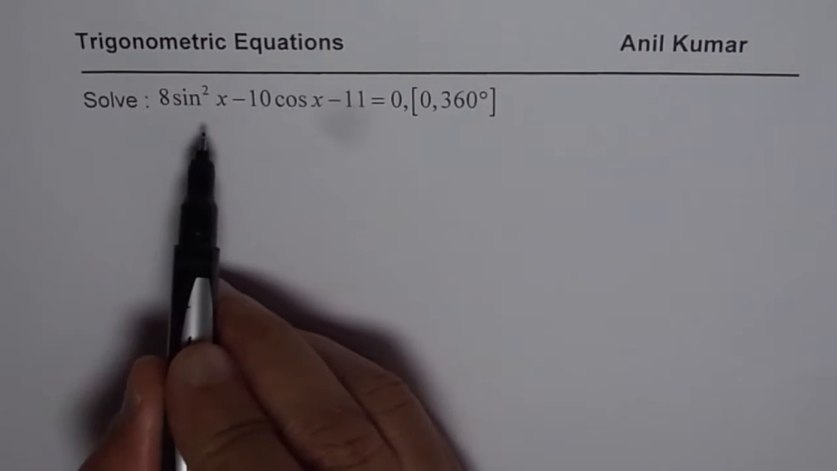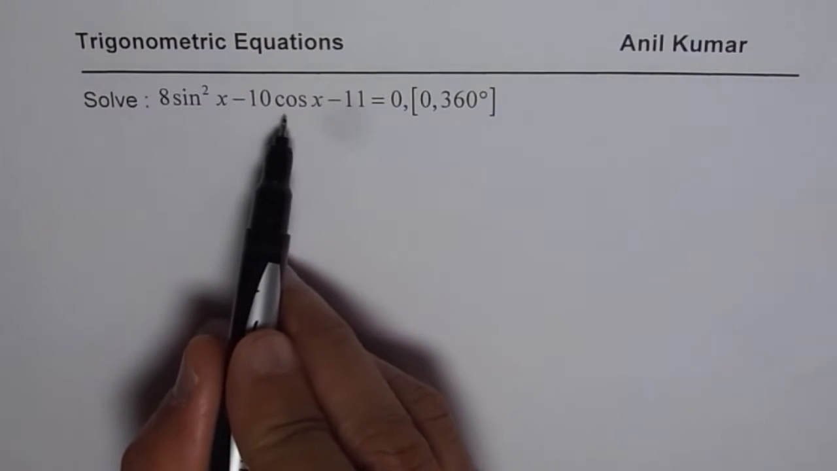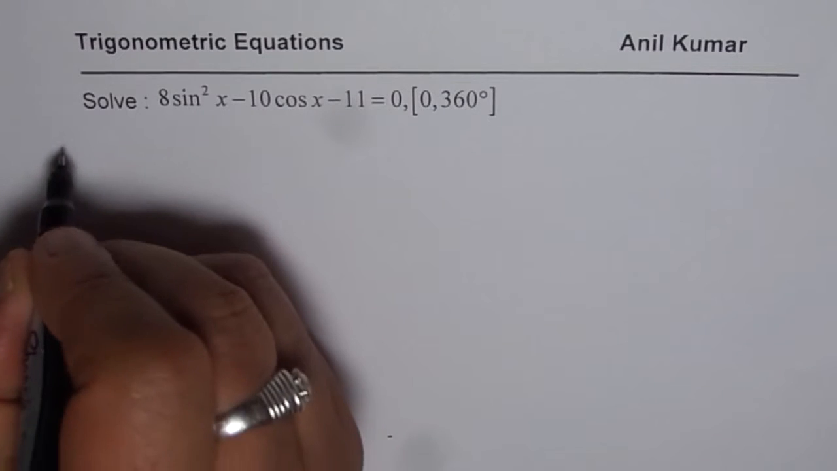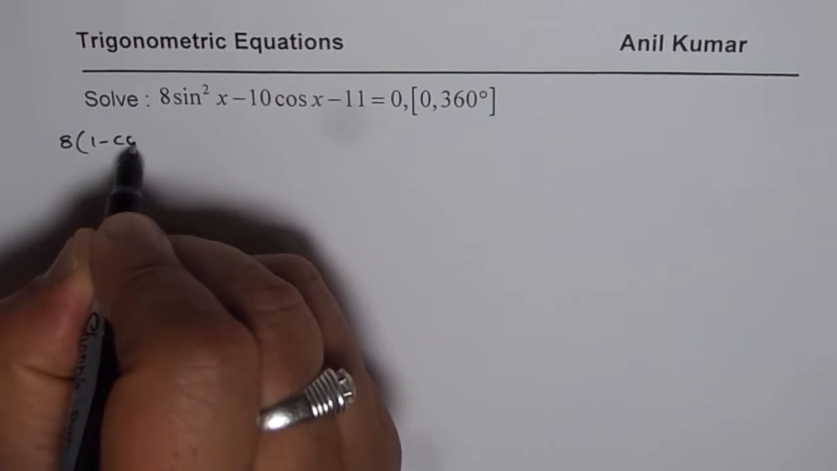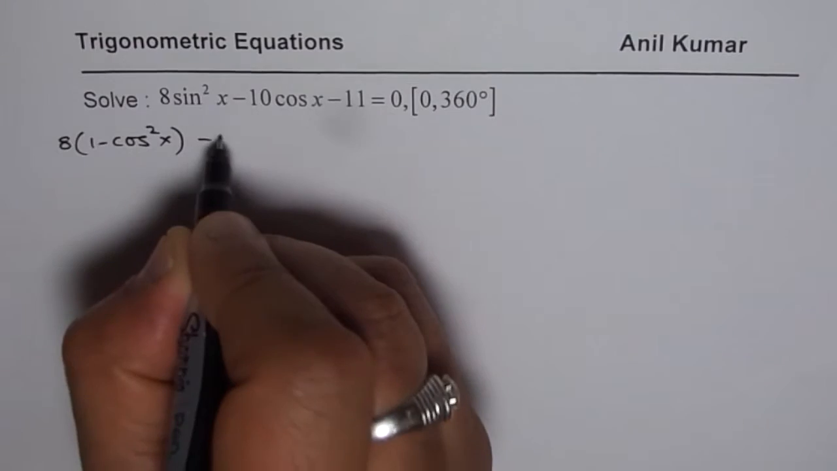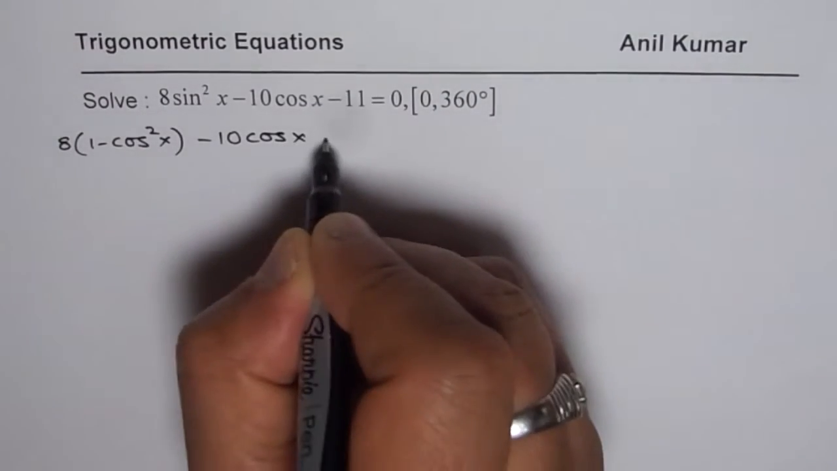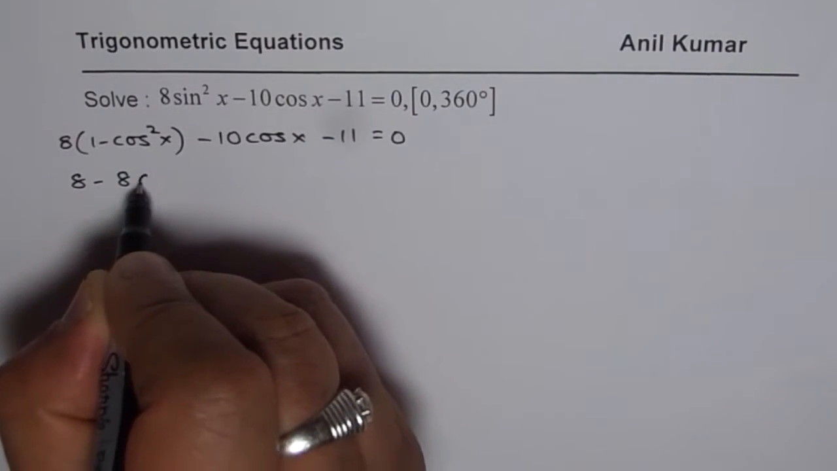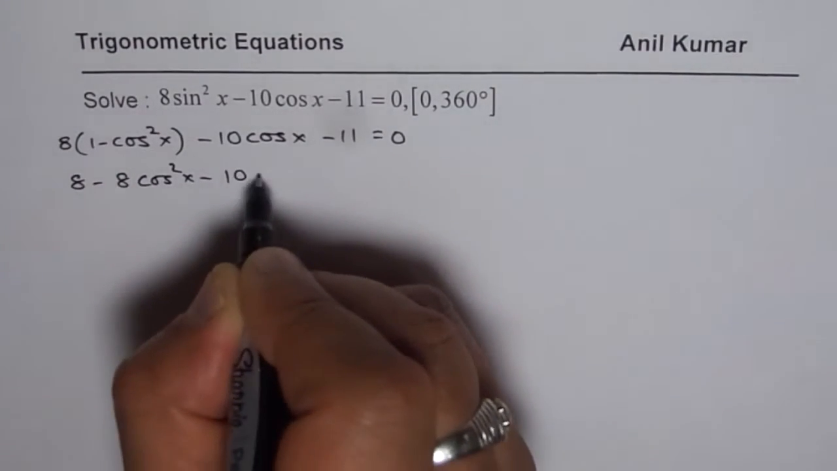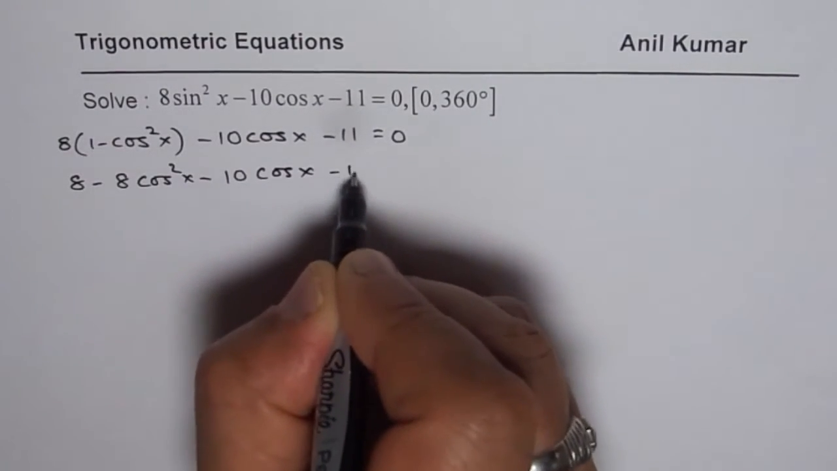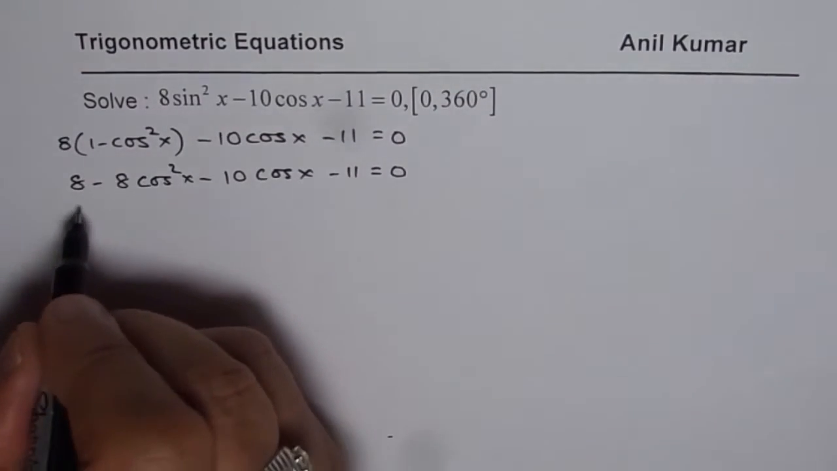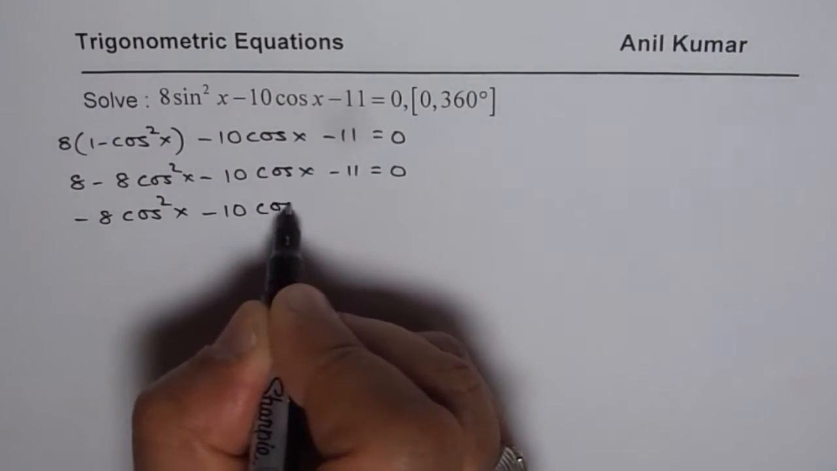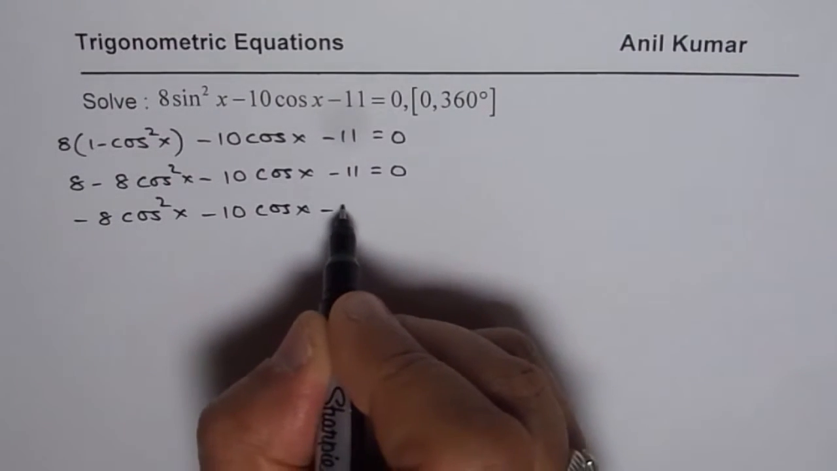Now in such questions, we need to write sine square x as 1 minus cos square x so that we get one quadratic equation in one trigonometric ratio, right? So we'll do that. 8 times 1 minus cos square x minus 10 times cos x minus 11 equals 0. Open the bracket. 8 minus 8 cos square x minus 10 cos x minus 11 equals 0. Now that gives us minus 8 cos square x minus 10 cos x, and 8 minus 11 is minus 3.